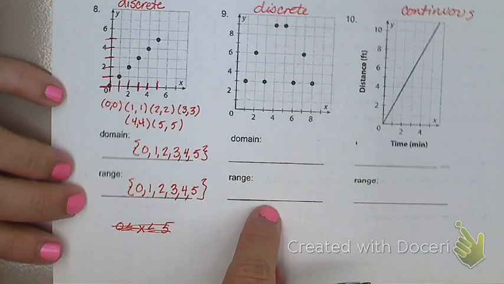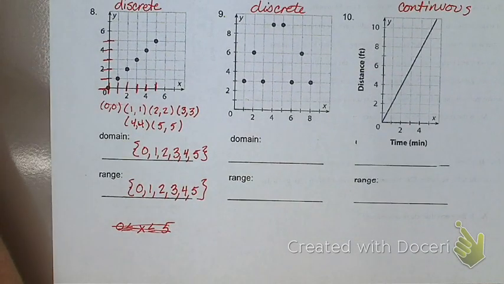Okay? See if you can tell me the domain and range of number 9 here. Can you list the domain and the range? It's the same graph that's on your paper. So if you don't want to squint and look up there for the numbers, you can look on your paper. Okay, just hold on a minute.